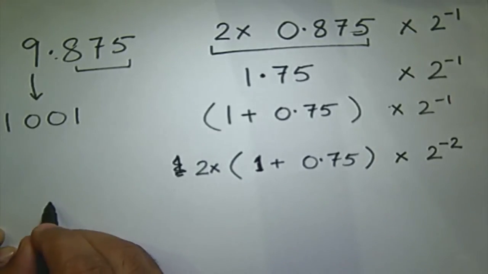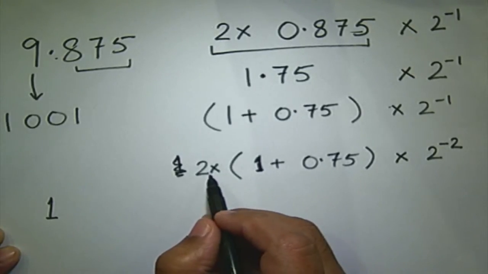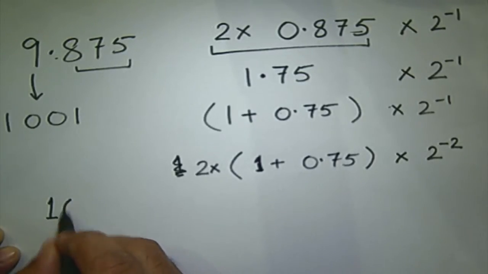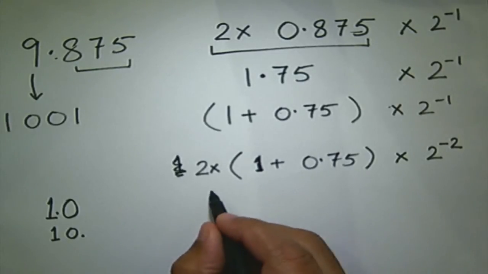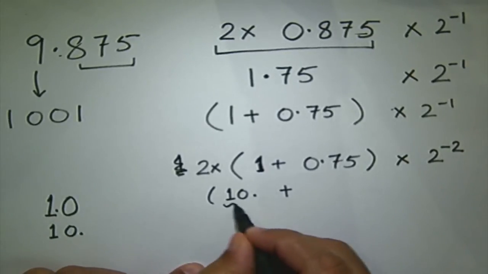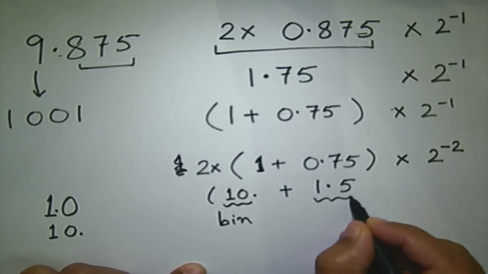So now this number 1 we saw in binary is represented by just 1. So if I multiply this thing by 2, what is going to happen? The binary point will just shift one place to the right. So I will get 10. Right? This is what we just saw. Multiplying by 2 just shifts the binary point one place to the right. So if the number 1 is represented as 1.0, then 2 times 1 will be represented as 10 point. Right? And so this is, whatever, 10 point, in binary of course, plus this is now 1.5, this is in decimal.